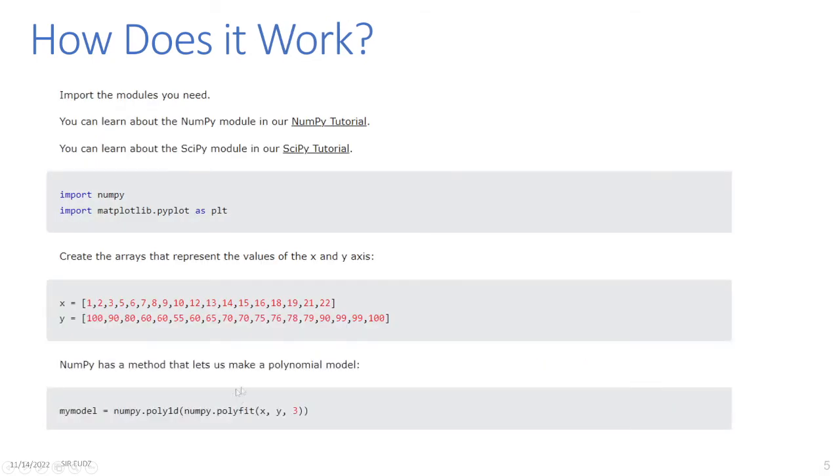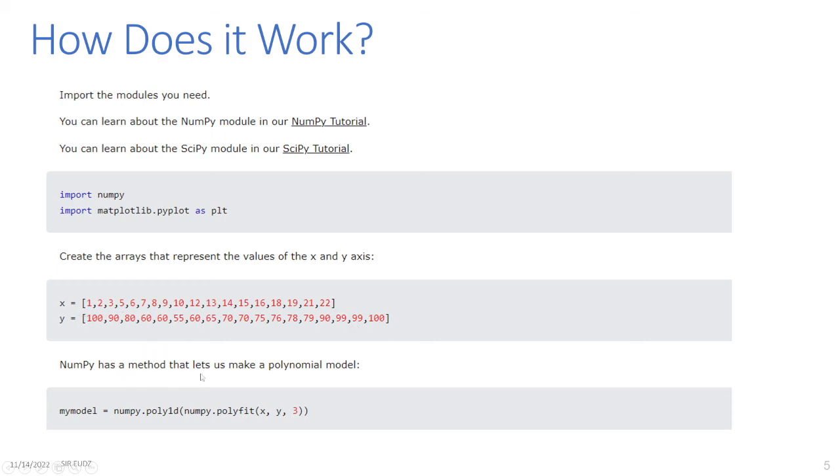And how does it work? So first we import the modules we need. So we have numpy and matplotlib.pyplot as plt. So we'll be using only this function inside matplotlib, and we have renamed pyplot to plt. Now create the arrays that represent the values of the x and y-axis. So x again represents the hours, and y represents the speed.